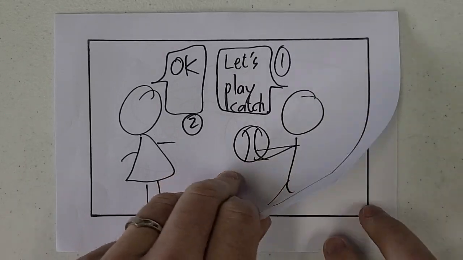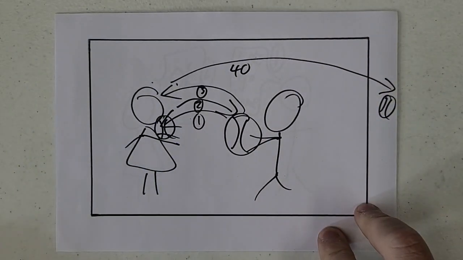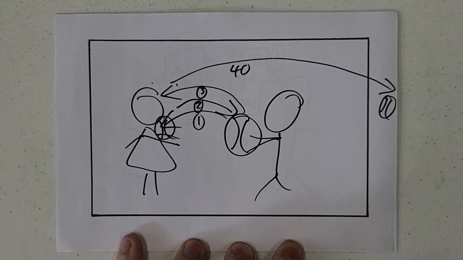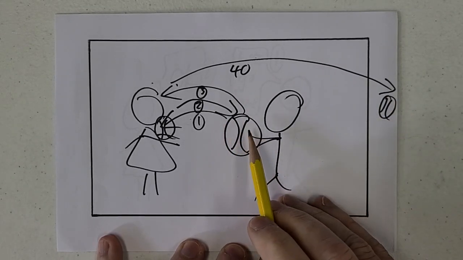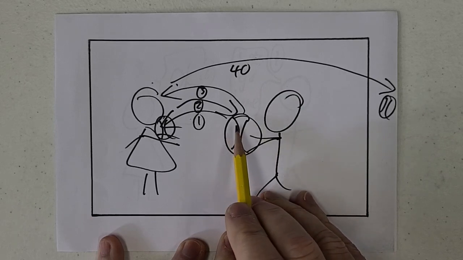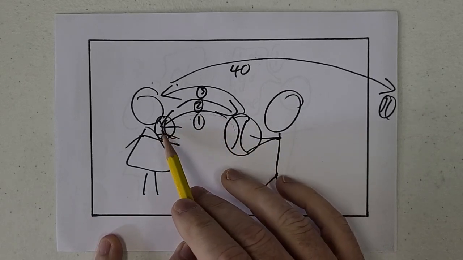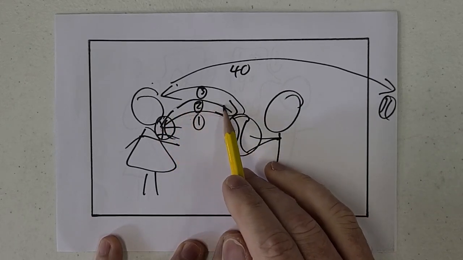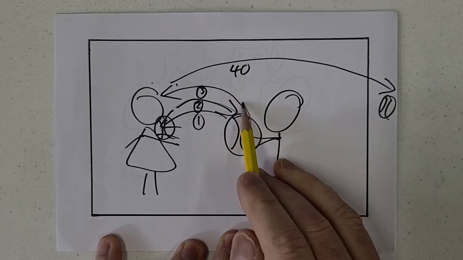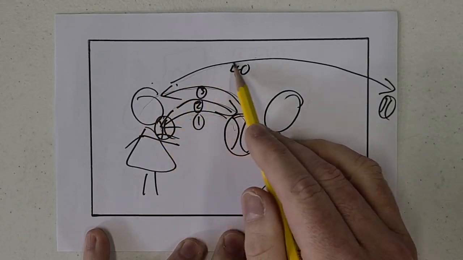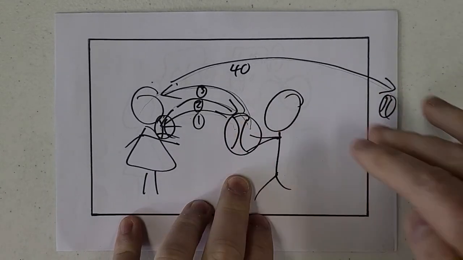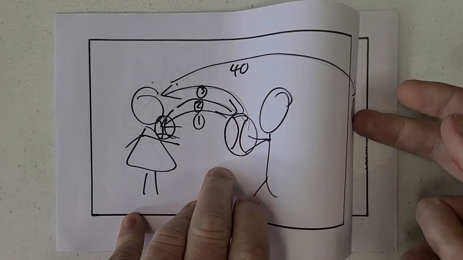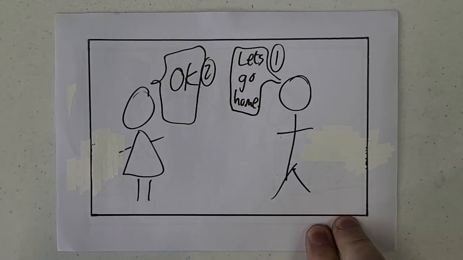Next page. Now, they throw the ball. How many times? Up to you. I chose 4 times. So, John throws the ball to Jane. Jane throws the ball to John. John throws the ball to Jane, and then Jane throws the ball out of the scene. And the ball goes away. So it's game over.